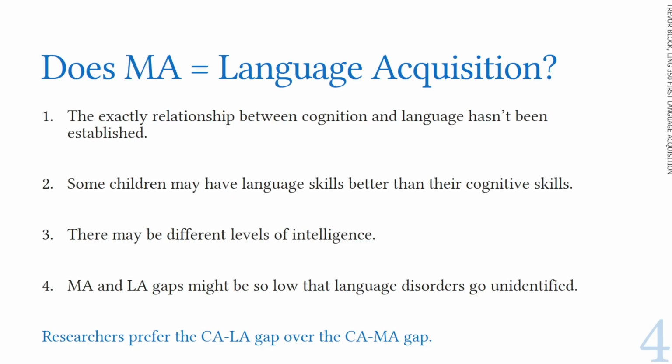Again, children vary in their levels of intelligence, and perhaps the mental age of a child and their current trajectory in language acquisition is so low that we don't see any sort of language disorders. So if we're going to talk about language acquisition and developmental delay, we should really be talking about the chronological age gap with language acquisition over the mental age gap. If a 9-year-old child has the language development of a 4-year-old, then that chronological age is quite important rather than their ability to do other cognitive tasks.